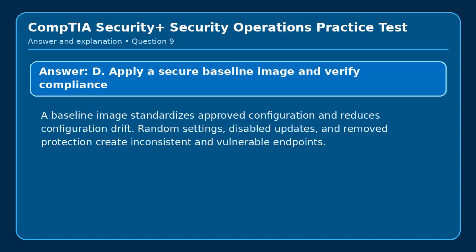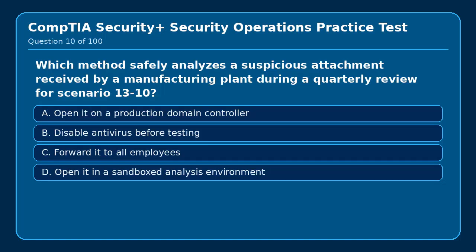Question 10. Which method safely analyzes a suspicious attachment received by a manufacturing plant during a quarterly review for scenario 1310? A. Open it on a production domain controller. B. Disable antivirus before testing. C. Forward it to all employees. D. Open it in a sandboxed analysis environment.